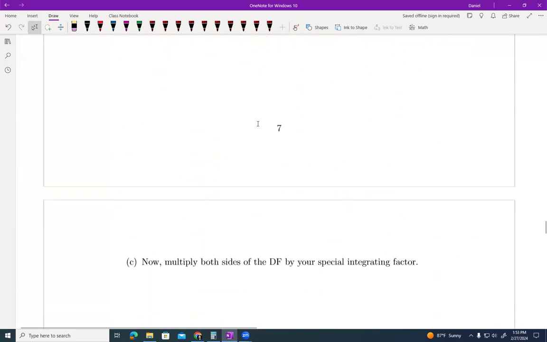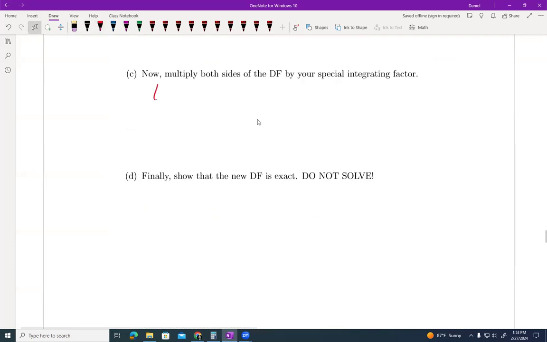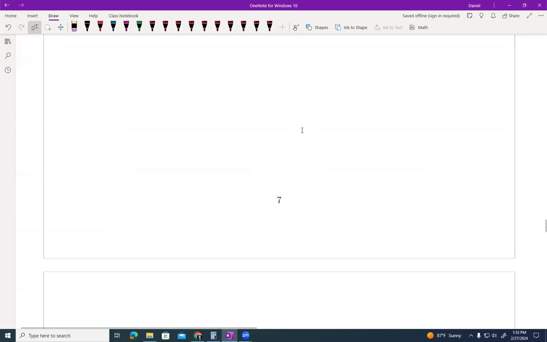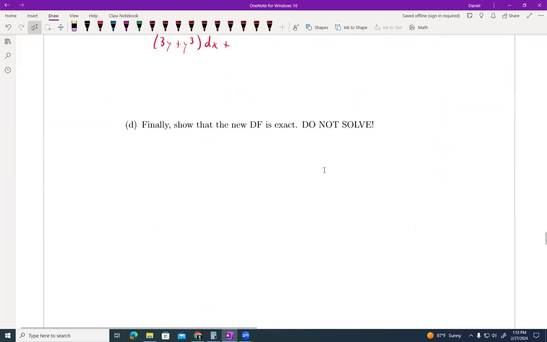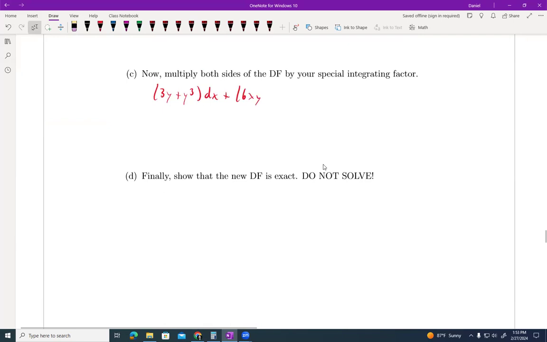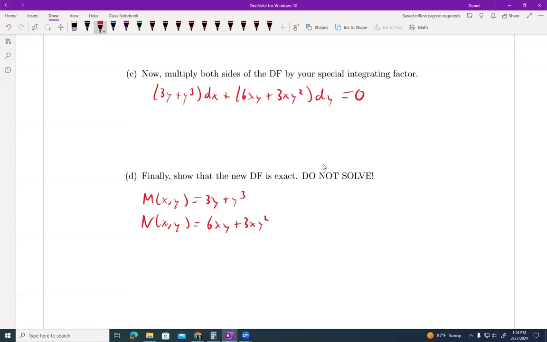So I'm going to have the 3y squared plus y cubed times dx plus, let's see what I have for my dy here. I have a 6xy plus 3xy squared dy. Okay, so then now we're going to show that this new differential form is exact. So my M is 3y plus y cubed. My N is equal to 6xy plus 3xy squared.